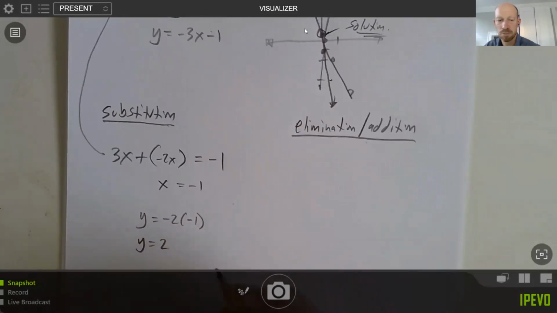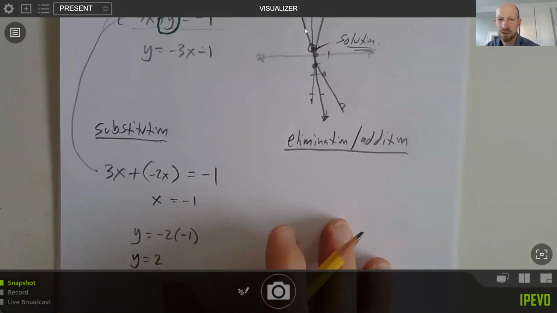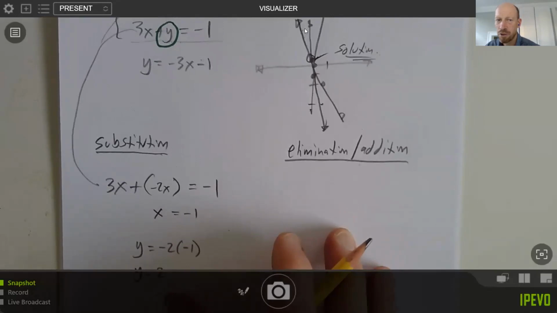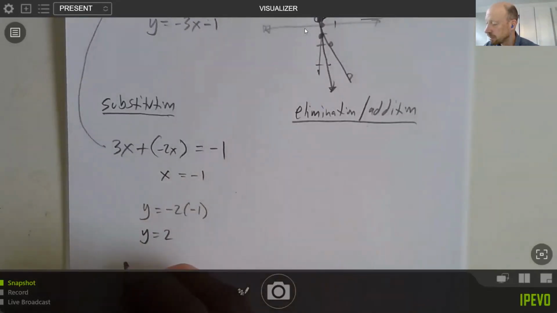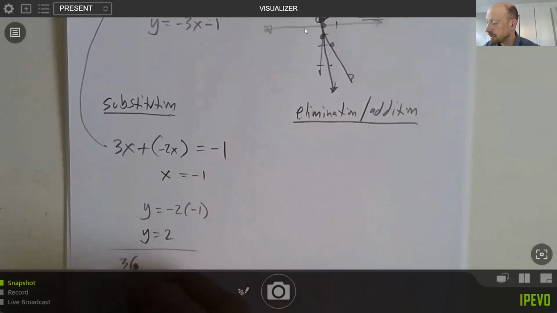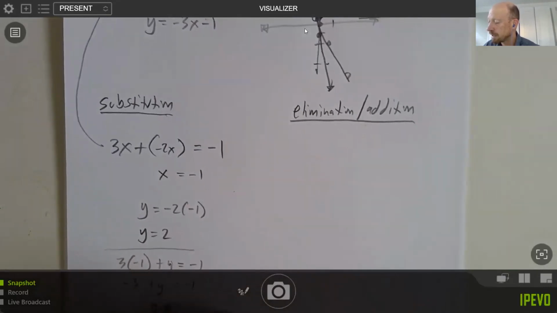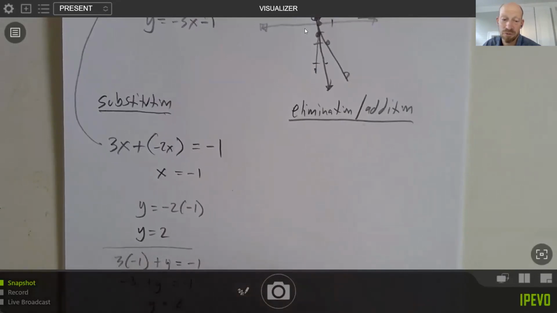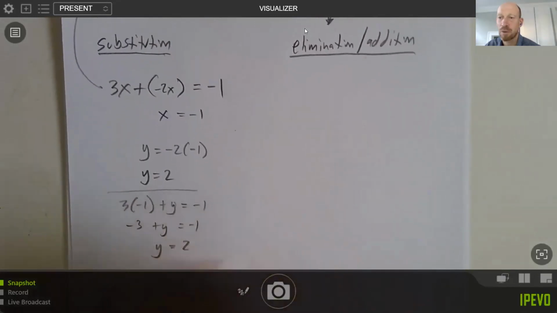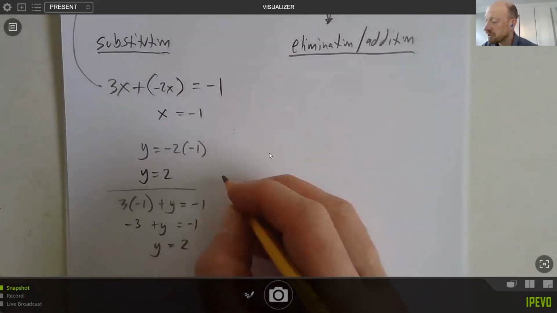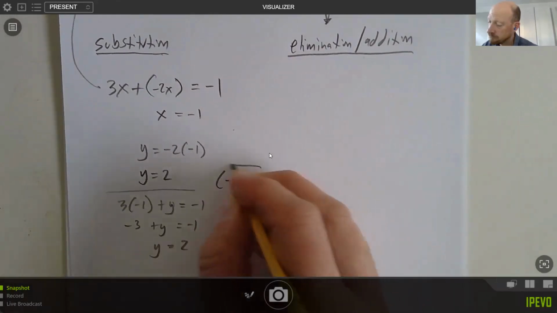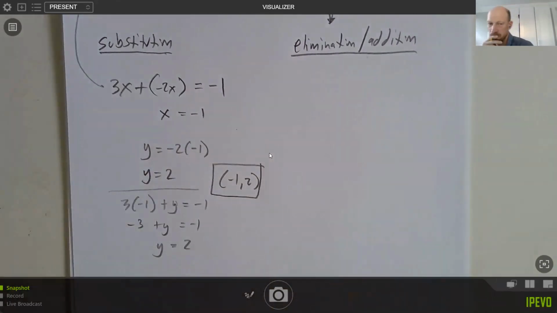So y equals 2. If for some reason you wanted to choose the other one, which is totally fine, 3x plus y equals minus 1, that would be 3 times minus 1 plus y equals minus 1. Minus 3 plus y equals minus 1. And when I add the 3 over, I get y equals, oops, sorry, I'm off my page there. I get y equals 2. So my solution is then the point minus 1, 2.